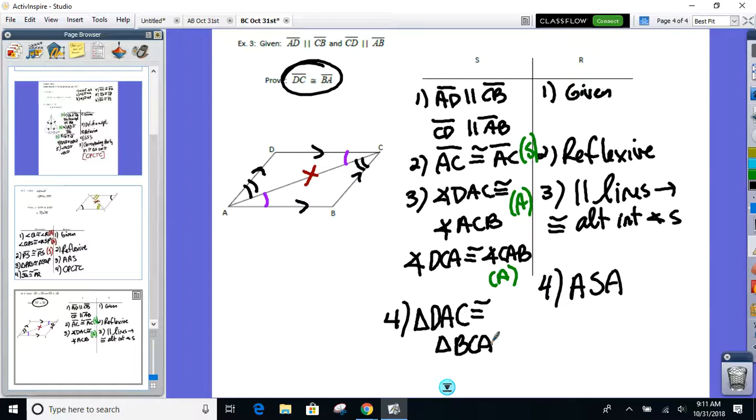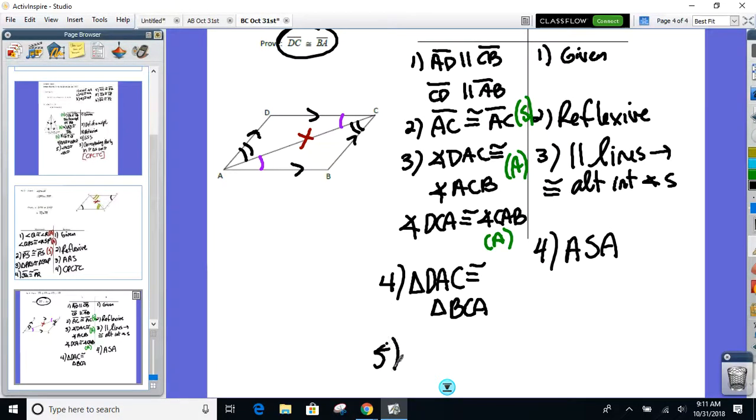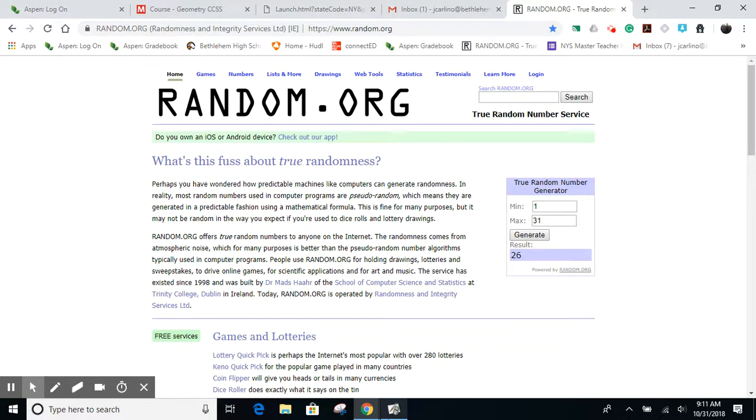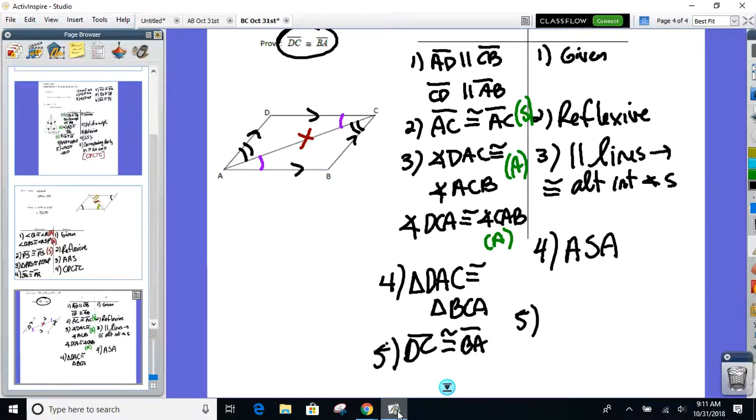Because what you just gave me there, Desmond, was AC in 2 different spots. See how it's in the second and the third? You started off with AC here, and that would have been in the first and the second. So they wouldn't have matched up. Okay? You okay? Sure? And then finally, the triangles are congruent, meaning DC and BA are congruent by CPCTC.